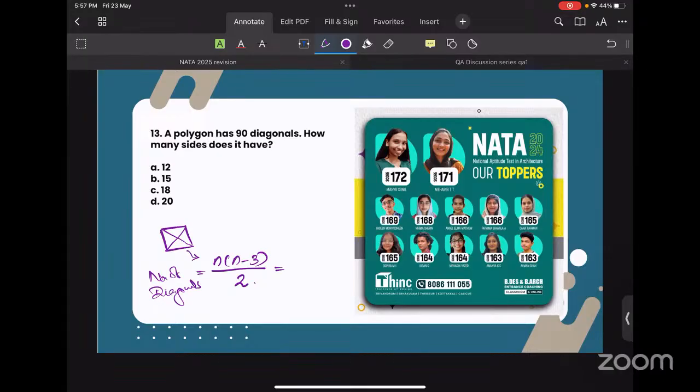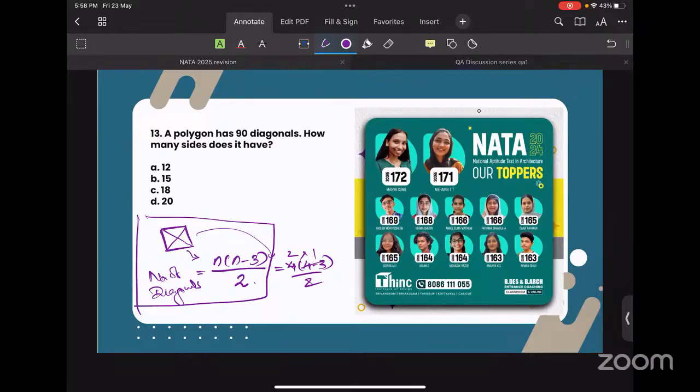For this figure, it will be 4 into 4 minus 3 by 2. Actually this is 1, this is 2, so it's 4 into 1 by 2, which is 2. So that is the formula. If you want, you can take a screenshot and keep it with you. Very important formula; usually students may not be remembering or aware of this one.